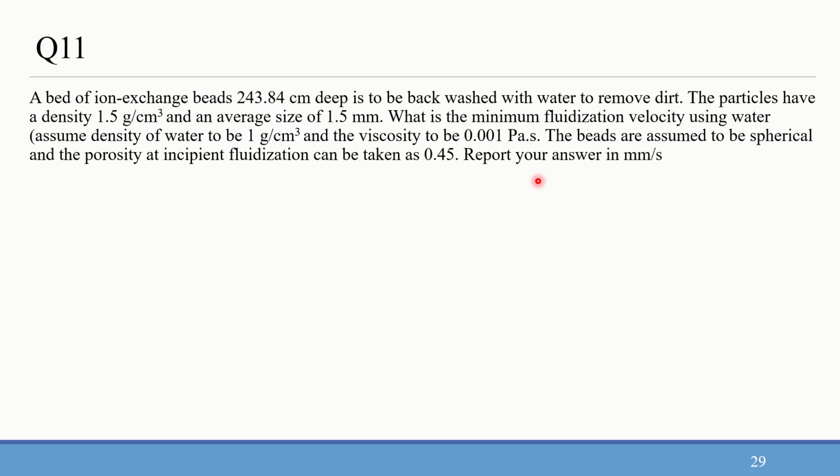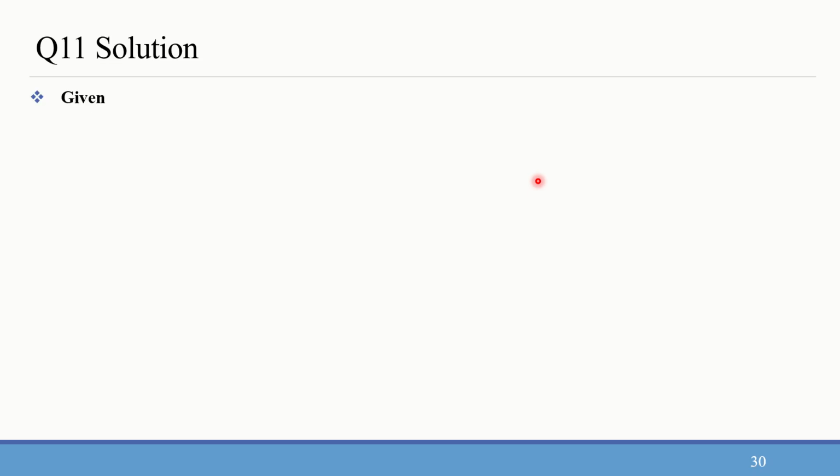So what is asked? We are asked to find the minimum fluidization velocity when we have a packed bed with the solids whose condition is given, and we are also given the porosity at the incipient fluidization as 0.45. Now we have to find the minimum fluidization velocity. So we'll see how. First let us write the given.